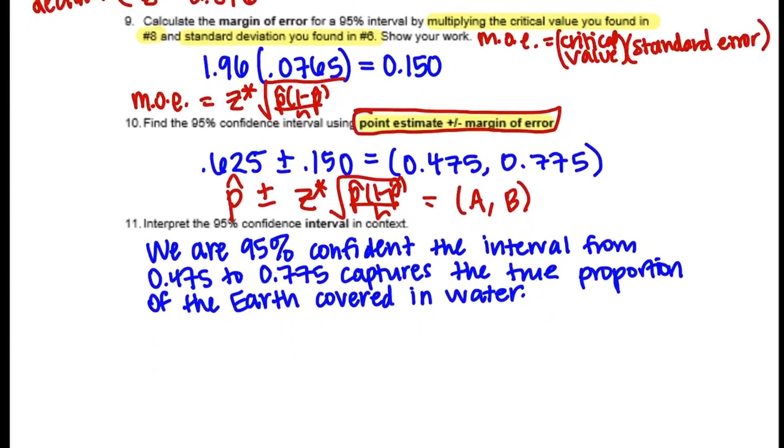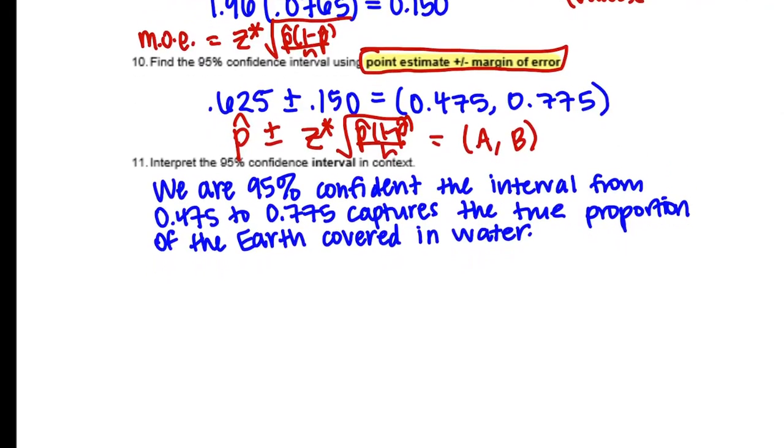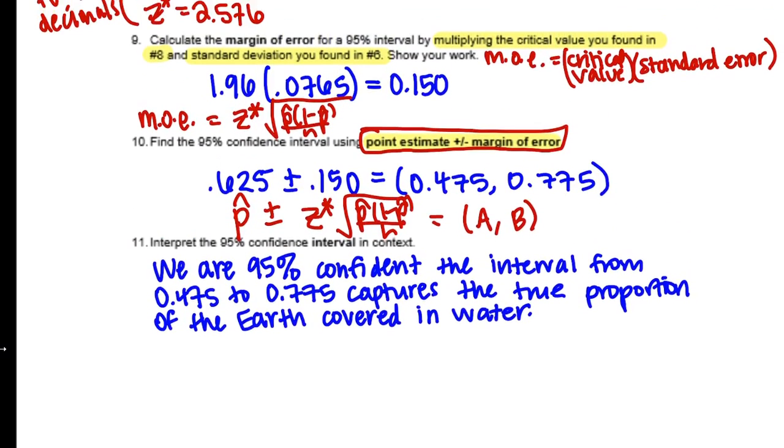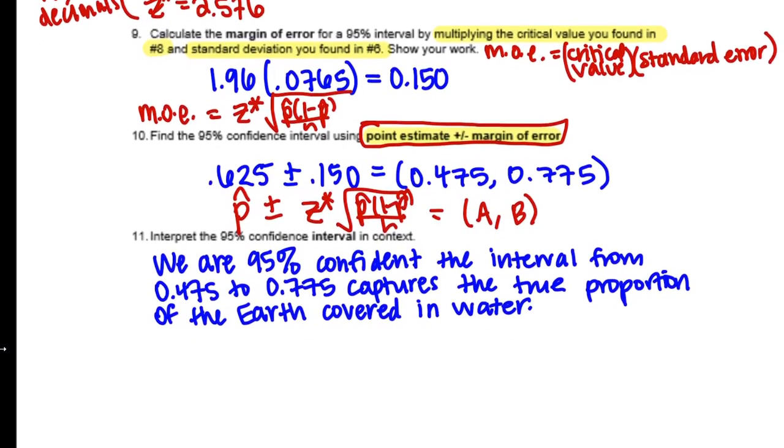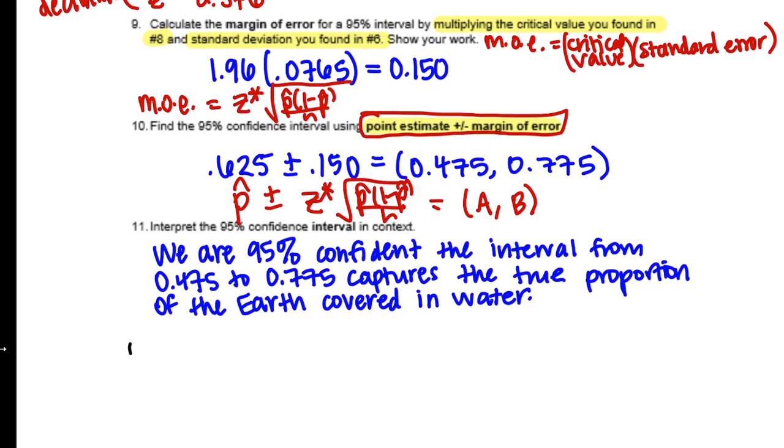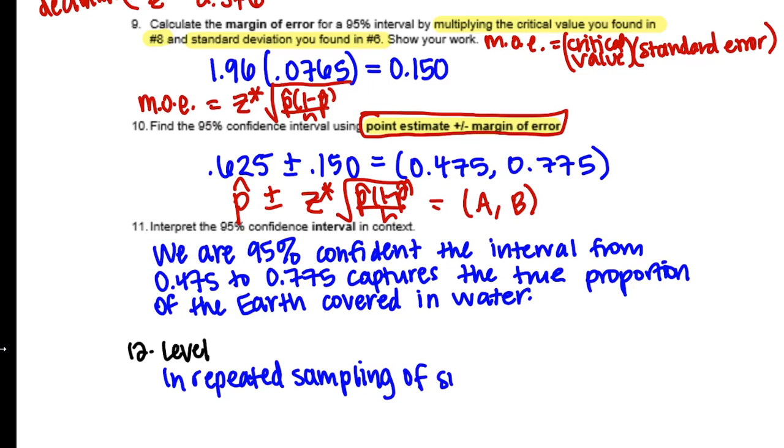And then at the end, we're just interpreting the same way we have. I forgot to do the level. I didn't have it on my paper, but I'll go ahead and write that down. Remember, the level is in repeated sampling of size, in this case, we did 40. Your class might have done something different. Approximately, and we did a 95% interval.